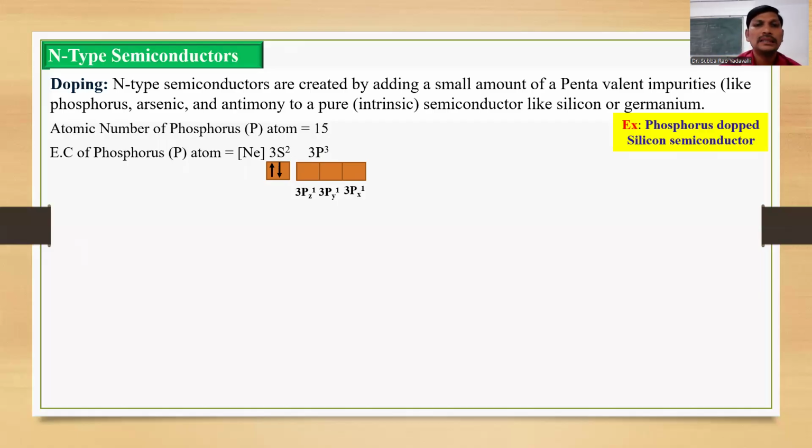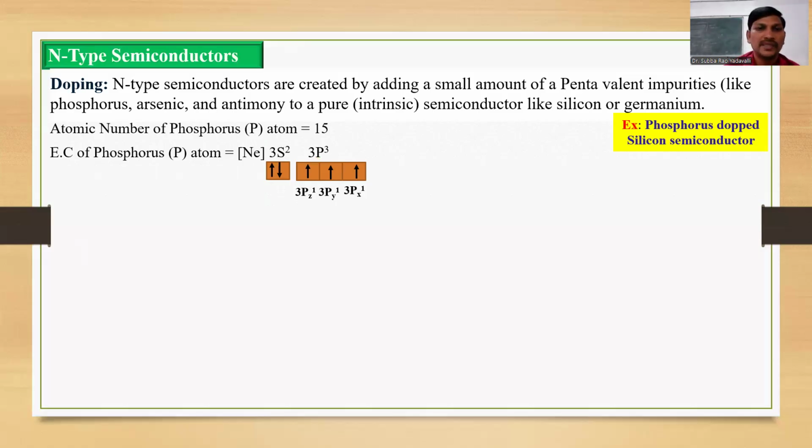That means 3px, 3py and 3pz. Each orbital has a single electron in a clockwise direction. So overall 3 electrons are present in the 3p3 orbital. Now, if this 3s orbital absorbs some energy, then what happens? The electron enters into another orbital. Here the 3p is half-filled, that means these orbitals have more stability. That's why whenever the phosphorus atom absorbs energy, the 3s electron enters into another orbital.